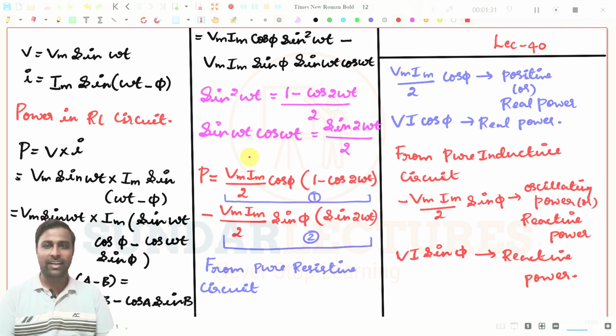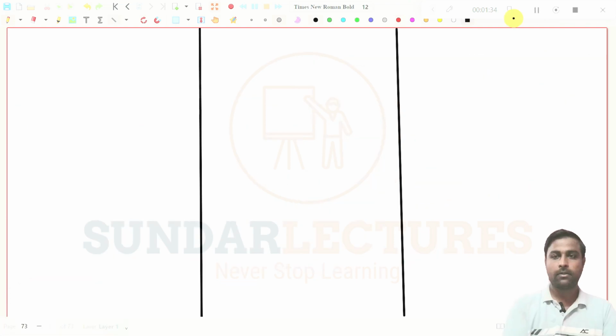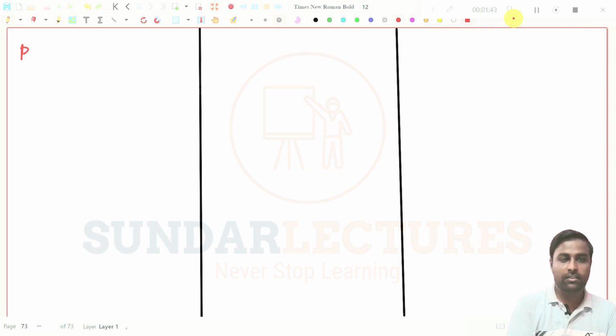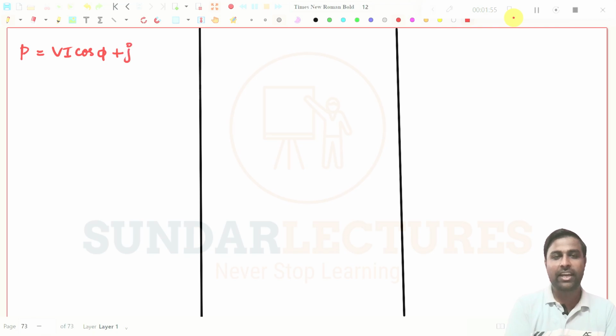So I can write the two powers we have: P is equal to one power, that is Vi cos pi, and the other power I will write just plus j Vi sin pi. Why am I writing this? Try to understand this very clearly. This is actually Vi.